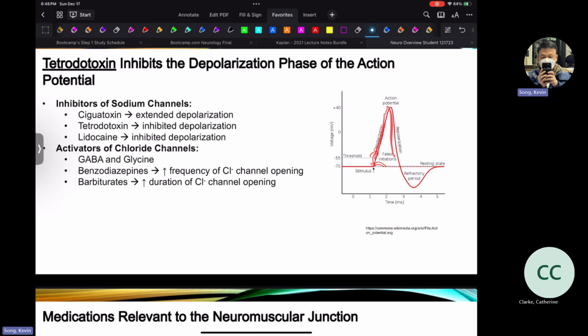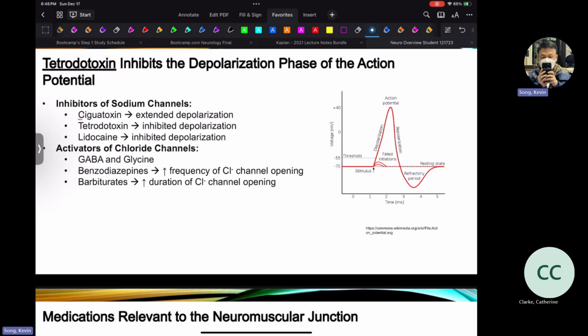There's no such thing as a stronger action potential from stronger stimulation. This doesn't happen. It's the same action potential as long as you pass the threshold. Something that you need to know. But if it doesn't reach the threshold, it will be just a failed depolarization.